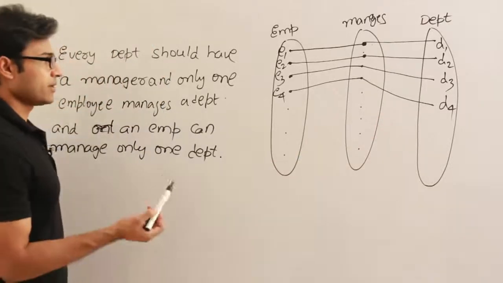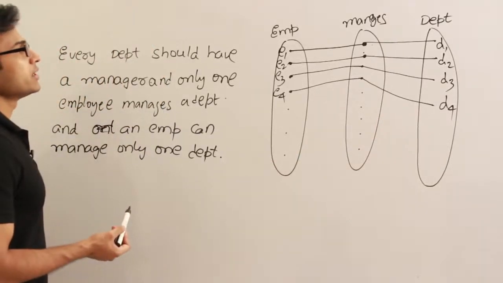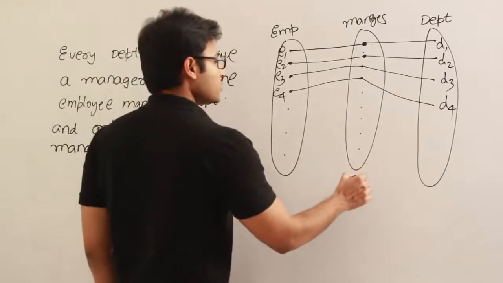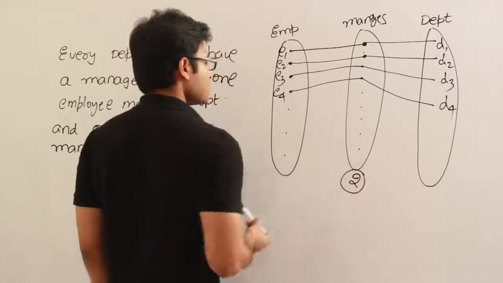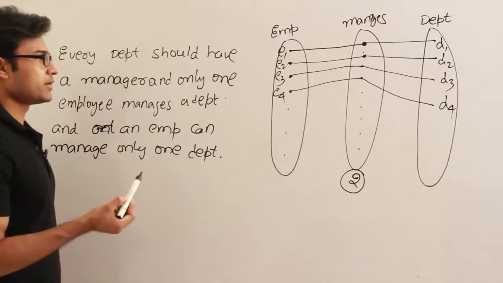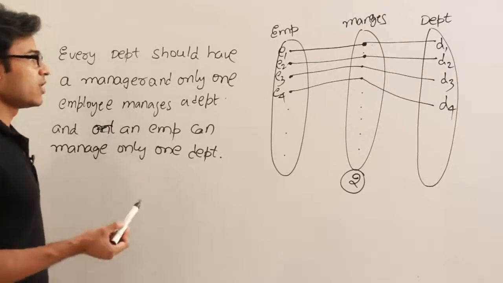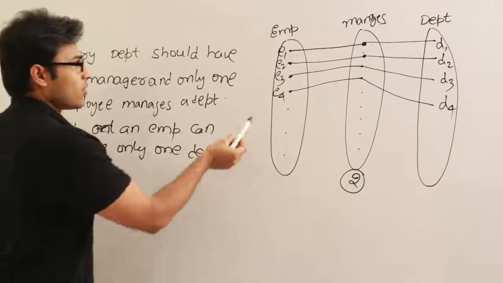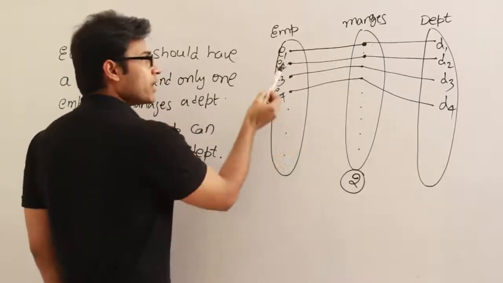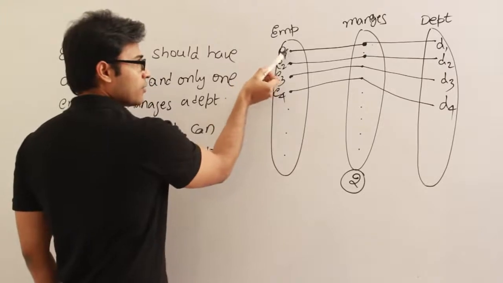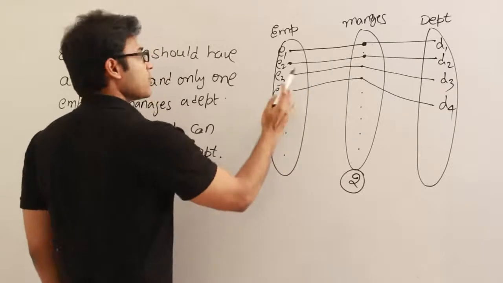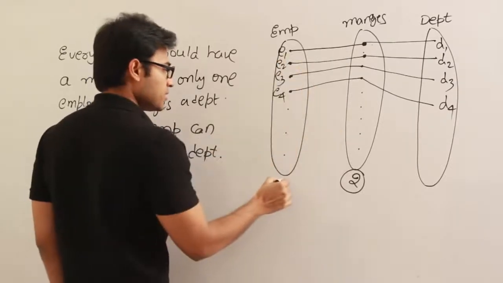Now let's see various factors here. What can you say about the degree of the relationship? How many entities are participating? 2 entities. So the degree is 2. Then what about the cardinality? Cardinality is the maximum number of relationships in which an entity can participate. So what is the maximum number of relationships in which this entity can participate? Only 1. Why? Because an employee can manage only one department, therefore the maximum number of relationships one entity here can participate in is 1.